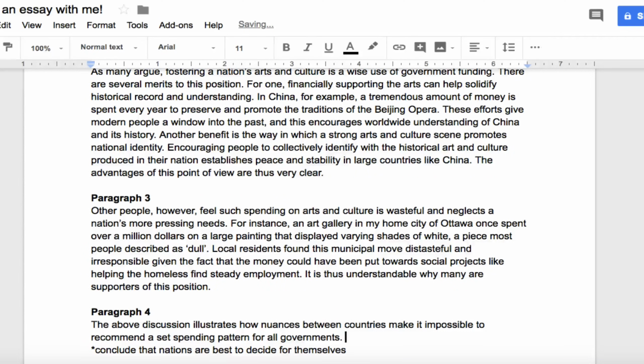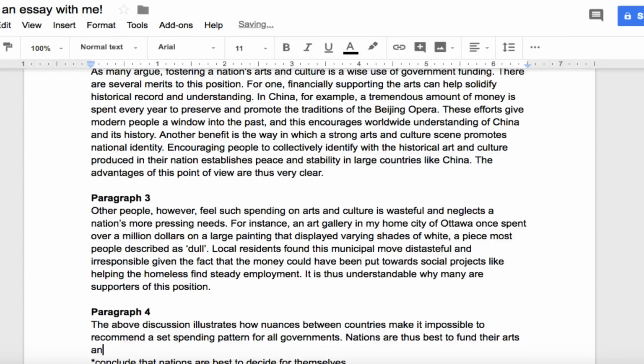Okay, and then our final note is just that nations are thus best to fund their arts and culture in accordance, let's say, to their specific needs.